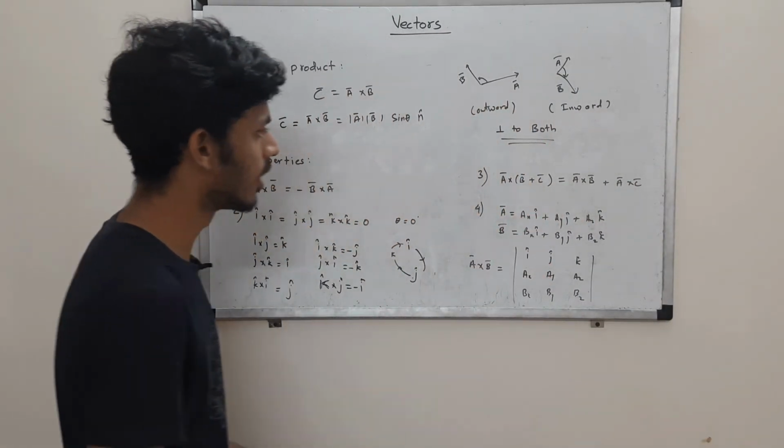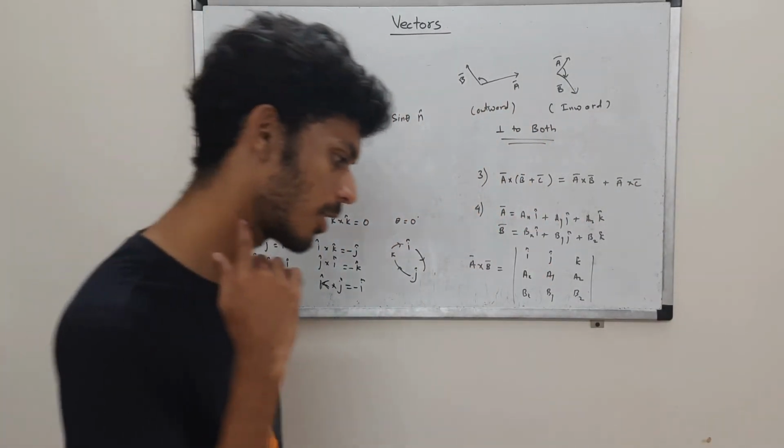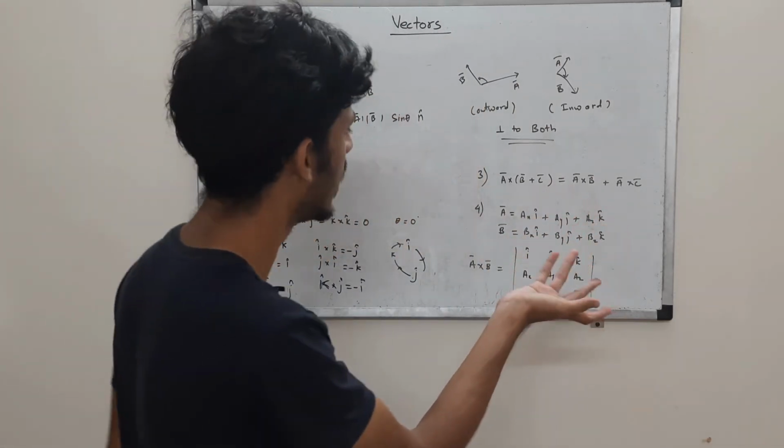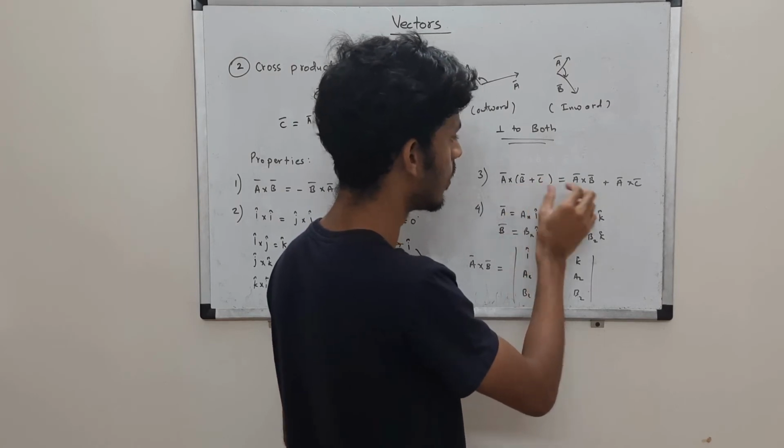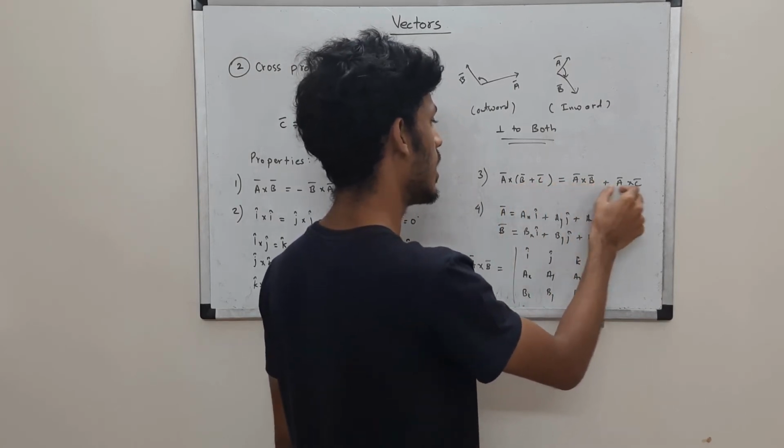Let's come to the third property. This cross product is also distributive. You might use it in maths, you won't use it in physics. So A cross (B plus C), you can split it as A cross B plus A cross C.